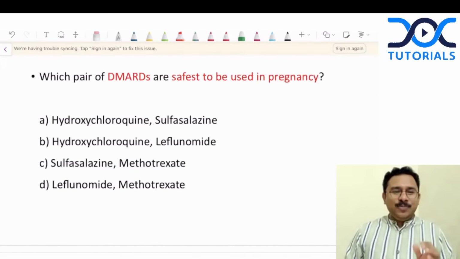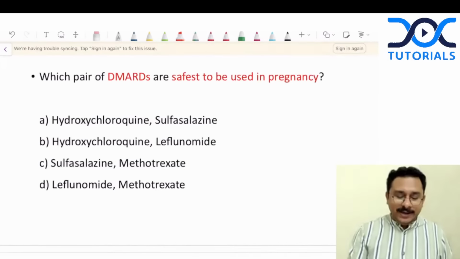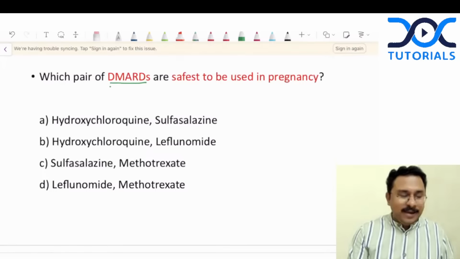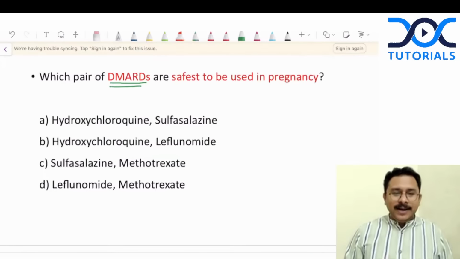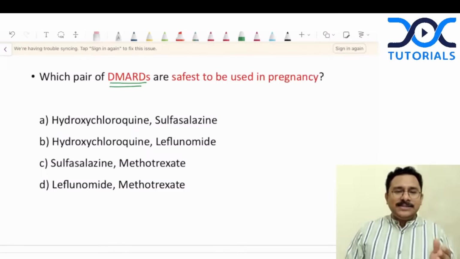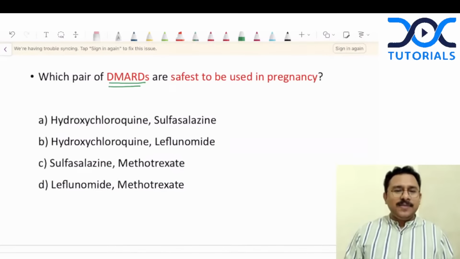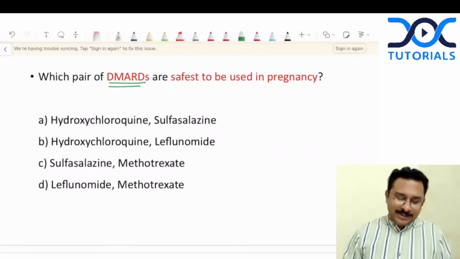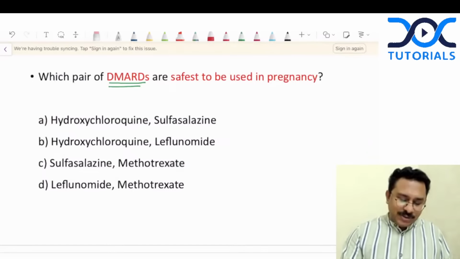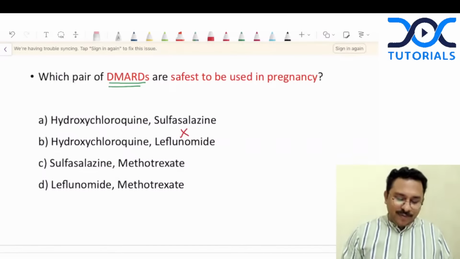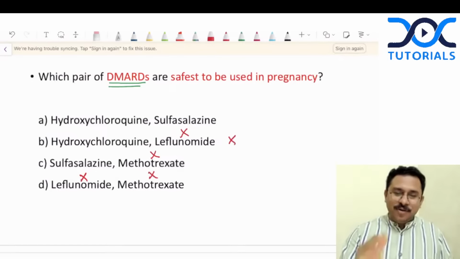Next one, which pair of disease-modifying anti-rheumatic drugs are safe to be used in pregnancy? Hydroxychloroquine and sulfasalazine, hydroxychloroquine and leflunomide, sulfasalazine and methotrexate, or leflunomide and methotrexate. What do you think? What are the drugs safest to be used in pregnancy? Remember, I cannot be using leflunomide, so I'm cutting that off. I cannot be using methotrexate, so I'm cutting option B because I've got leflunomide there. It's not given in pregnancy.